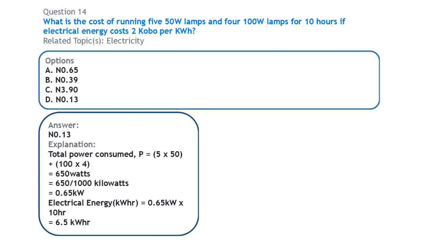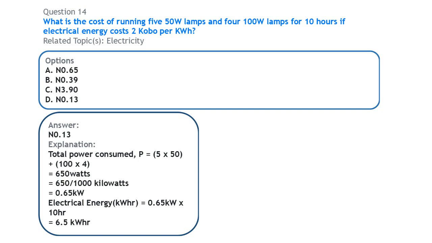Then we convert that watt to kilowatt. In converting to kilowatt, that means we divide by 1000. So you have 650 divided by 1000, and that is equal to 0.65 kilowatts. So the total power that is consumed here is 0.65 kilowatts.